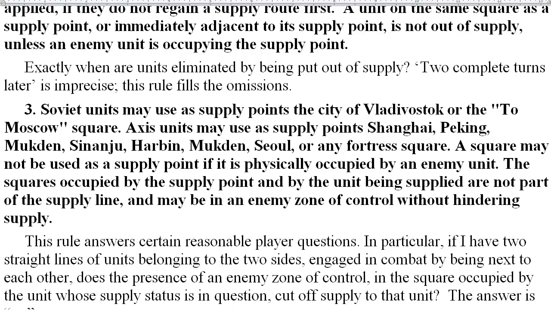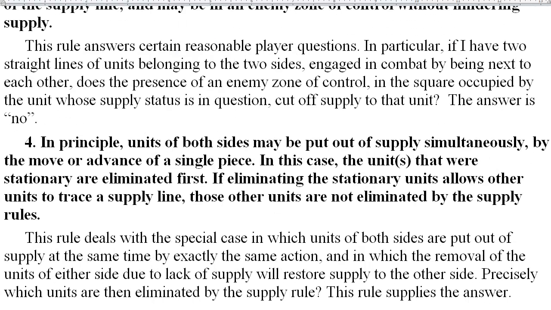The square occupied by the supply point and the unit being supplied are not part of the supply line. This means that if you are a unit defending a supply point, you can't be out of supply because you're sitting on the supplies. Amusing issue.